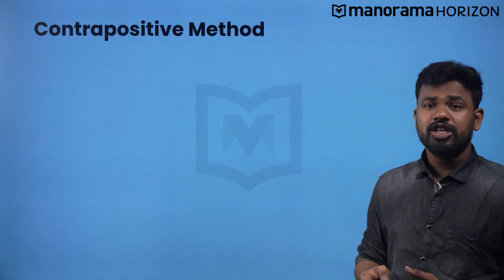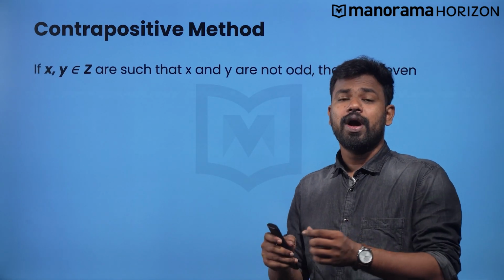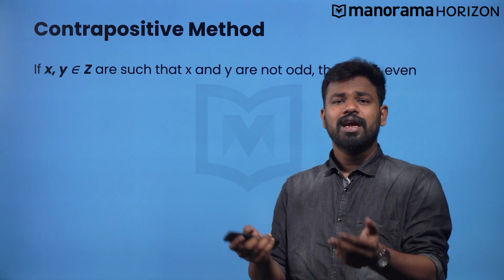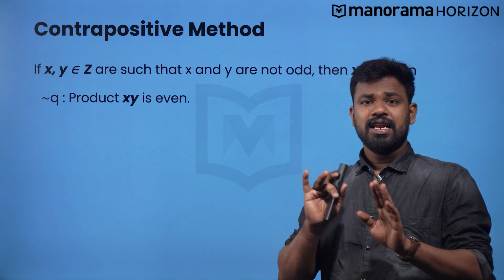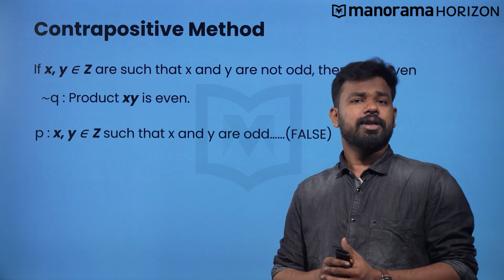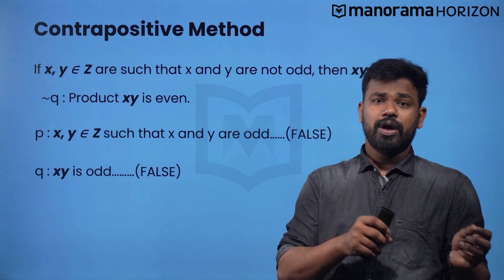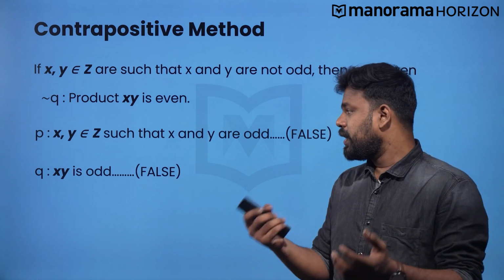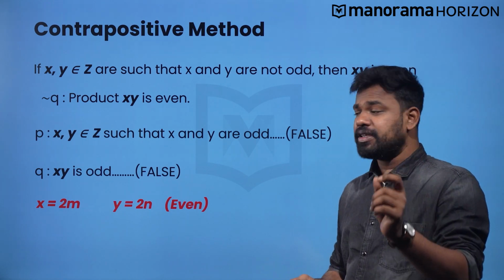Now, if we follow case 2, that is the contrapositive method, we should assume that the product xy is not odd, meaning it is even, then x and y must be even. Let us prove this contrapositive statement. Take P, that is x, y element of Z such that x and y are odd numbers, which is false, and Q, that is xy is odd, which is also a false statement. Even integers x and y are represented as what?